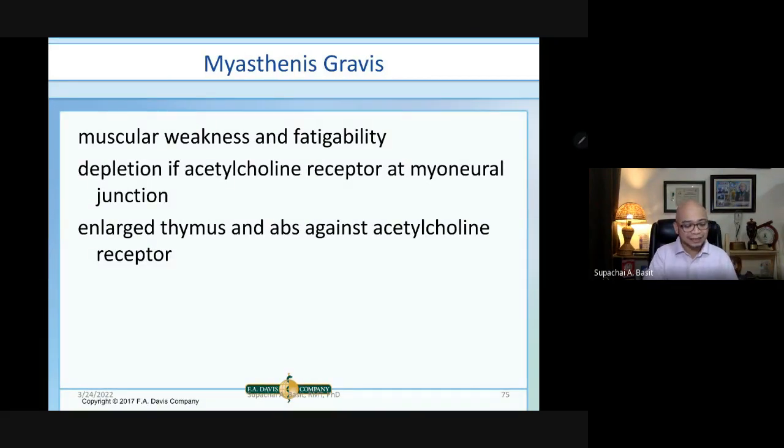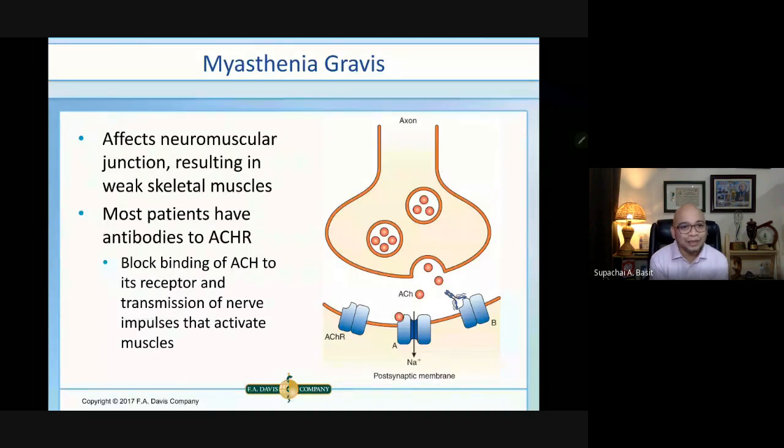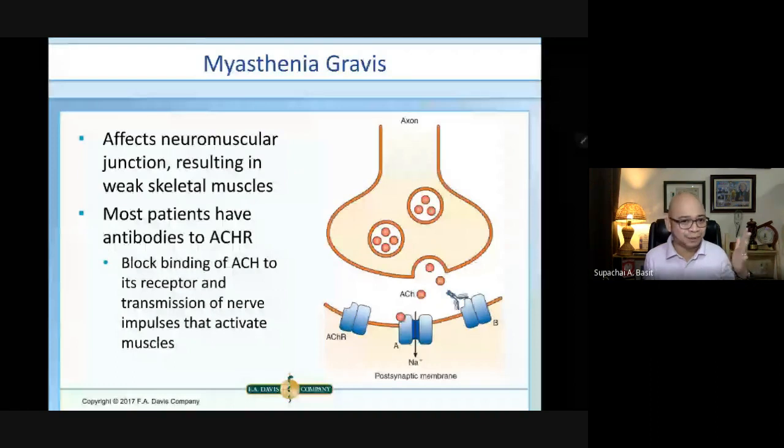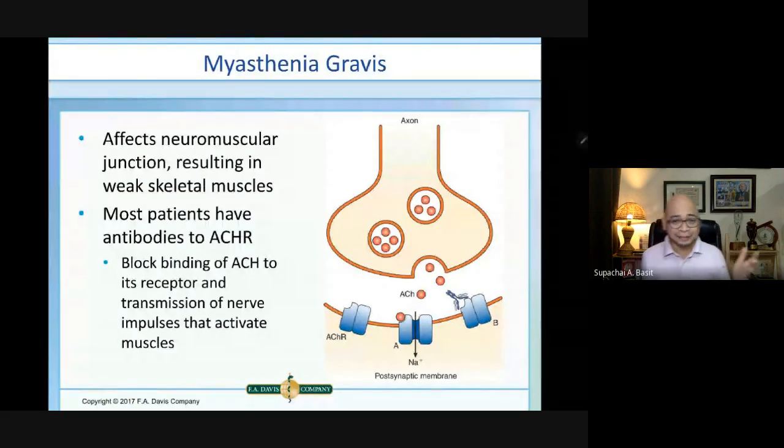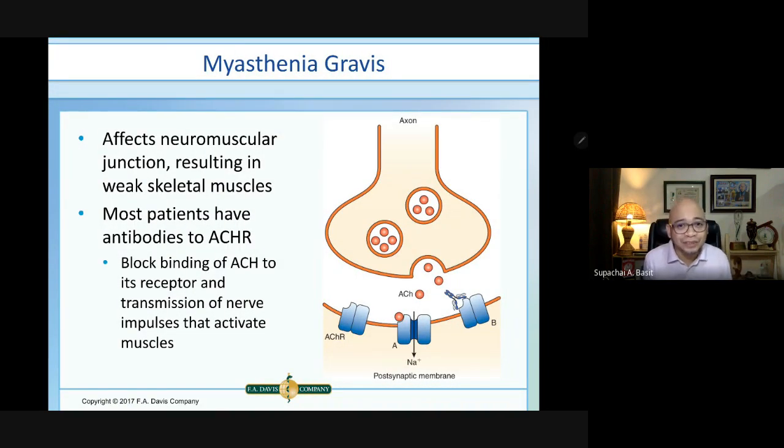So that is the characteristic of myasthenia gravis. Symptoms include drooping of eyelids, double vision, inability to retract corners of the mouth, smooth muscle weakness, especially in the upper limb, difficulty in speaking and swallowing, and inability to support head and trunk. It can progress to affect respiratory muscles. It's because it affects the neuromuscular junction, resulting in weak skeletal muscle.